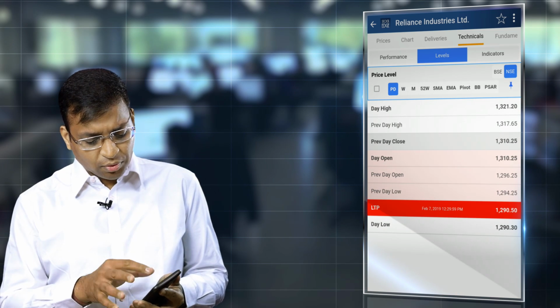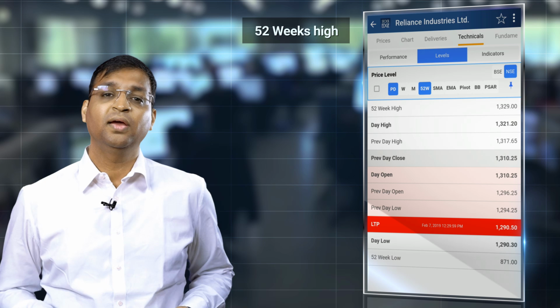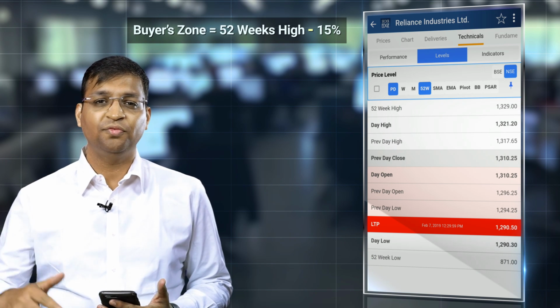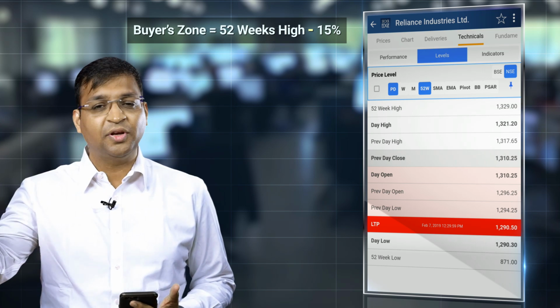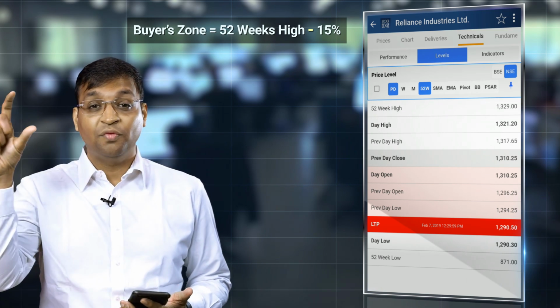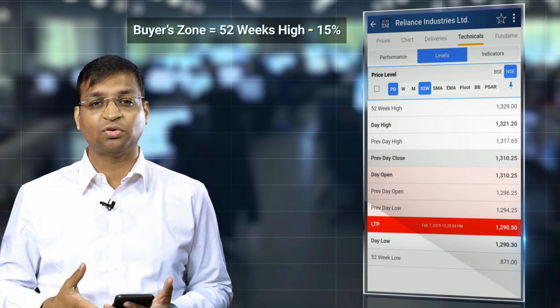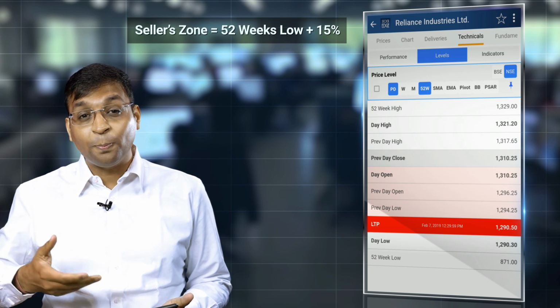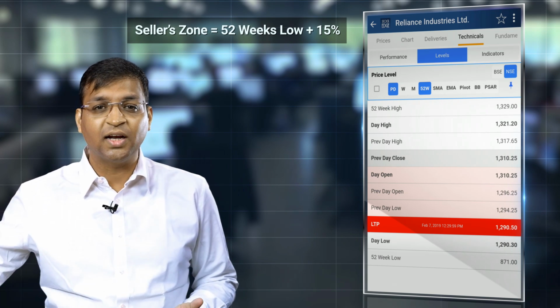One more concept I want to discuss in this is the 52-week high. So the 52-week high zone, the buy zone, is essentially 52-week high minus 15%. So that's the top range where the buyer is always available to buy that stock. And similarly, the 52-week low zone is 52-week low plus 15%. So that's the seller zone.